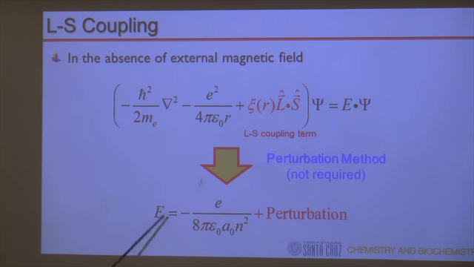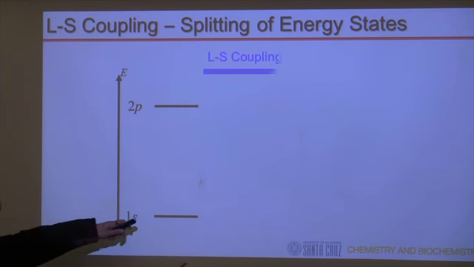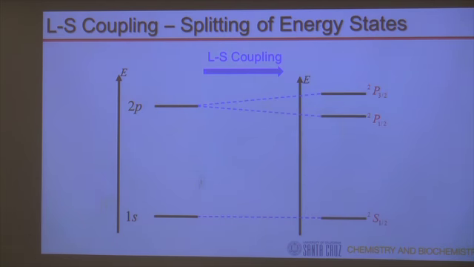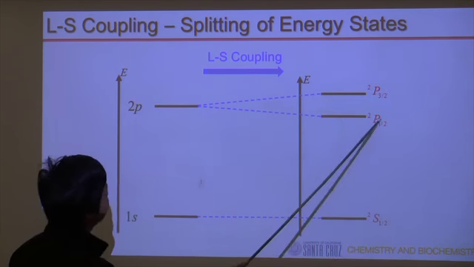Okay. Based on this picture, we can give you the physical picture like this. For example, we have one s orbital and two p orbitals here. And in the absence of the external magnetic field, if we're only considering LS coupling, it will give you a picture like this. The energy level will split according to the J value.